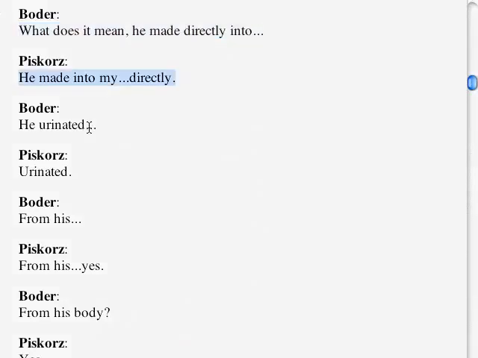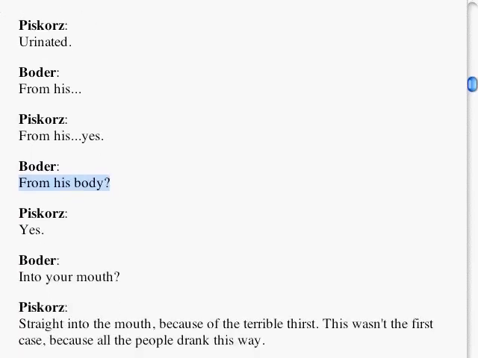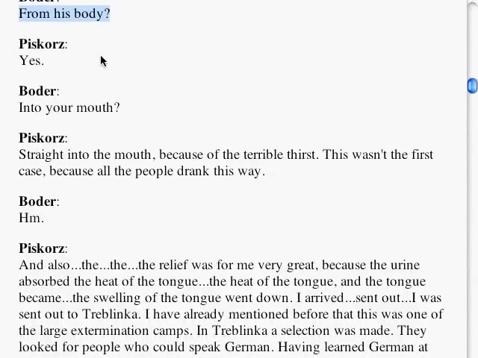He urinated from his body?" "Yes." "Into your mouth?" "Straight into the mouth because of the terrible thirst. This wasn't the first case, because all the people drank this way."